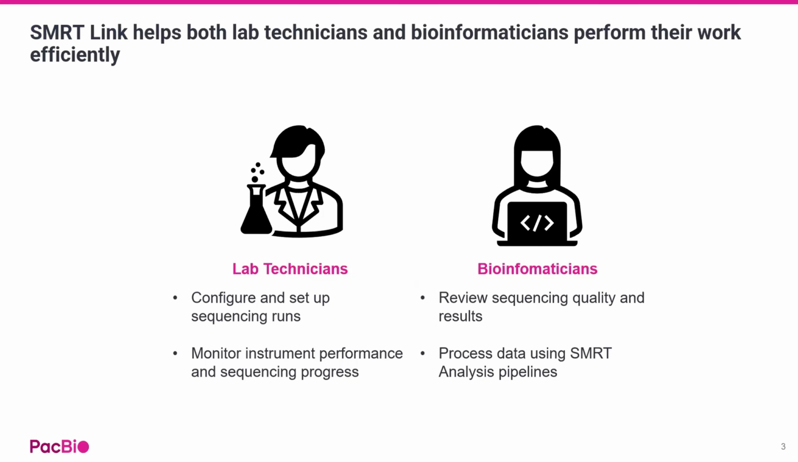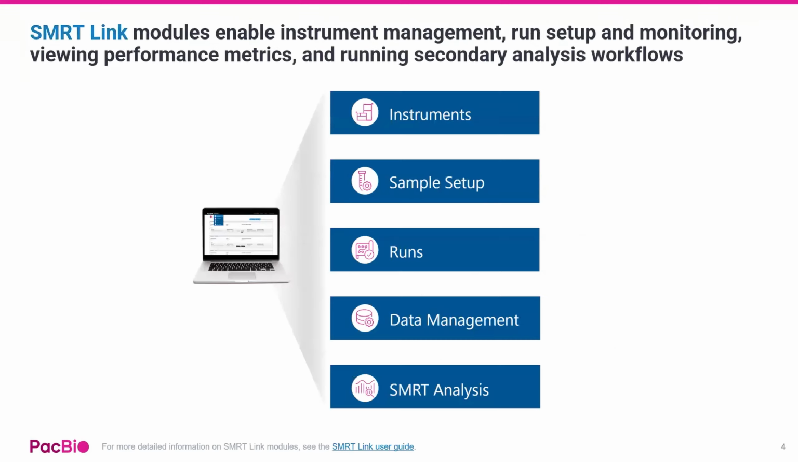SMRT Link enables user role management for lab technicians and bioinformaticians alike. The lab tech role allows for configuring run designs, starting runs, and monitoring instrument performance. The bioinformatics role enables data QC and secondary analysis job submissions. A full on-premises SMRT Link instance is configured with modules for instrument management, sample calculations, run design and submission, data management, and secondary analysis workflows. I will briefly go through each module and highlight the core functionality.